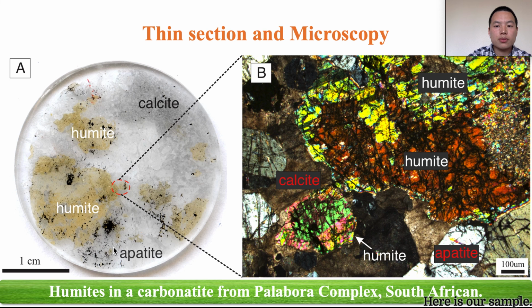Here is our sample. The left is the optical image. The green and yellow mineral here are humite. We enlarge this area so we can see what humite looks like in cross-polarized image. As we can see, this humite looks very similar to olivine, but it's not olivine because it has a few weight percent fluorine.